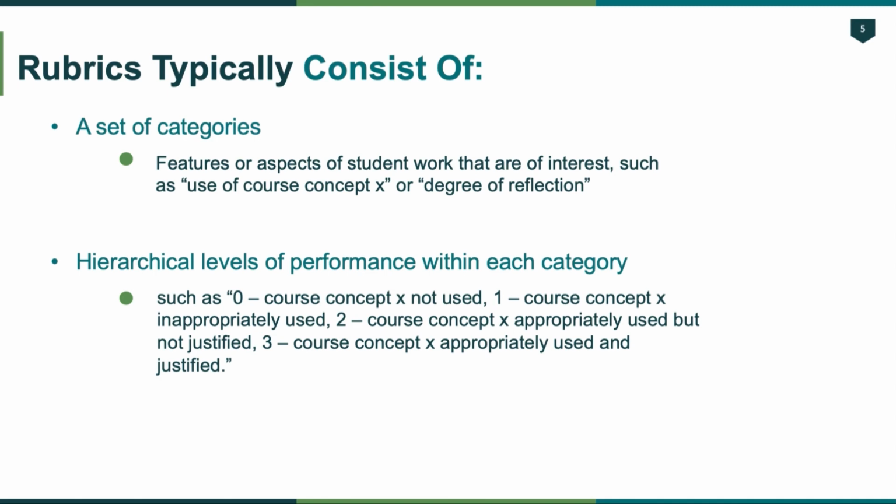While grading is the most common form of assessing students' learning, rubric scoring provides for a more finely detailed characterization of students' behaviors than simply grading. Rubrics typically consist of a set of categories, features or aspects of student work that are of interest, or hierarchical levels of performance within each category. Despite the effectiveness of rubrics in assessing students' learning, developing an adequate rubric for a given course discussion requires time and often multiple iterations of revision.